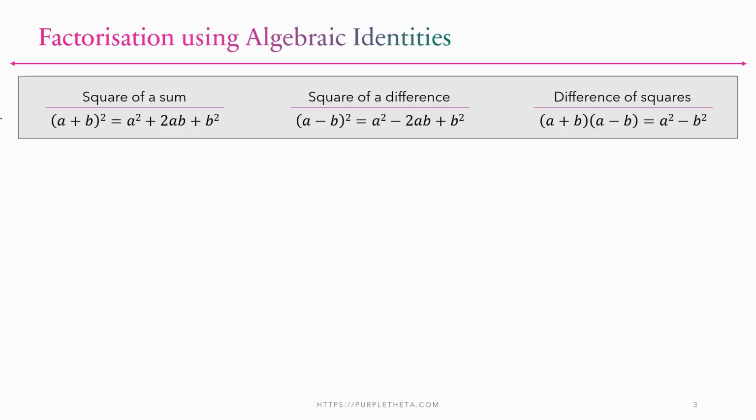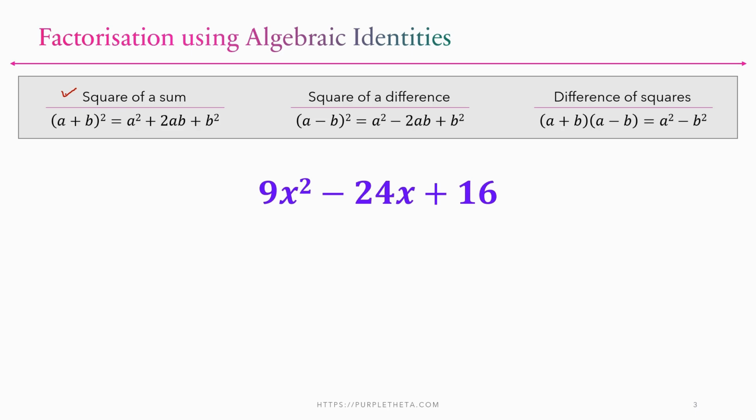And we also saw an example based on the square of a sum, right? In this video, let us continue our learning about factorization using algebraic identities, and we will see a new example, right? Let us factorize 9x square minus 24x plus 16.